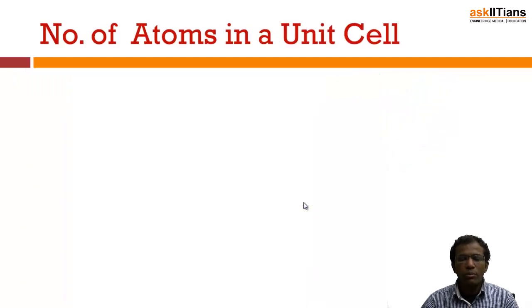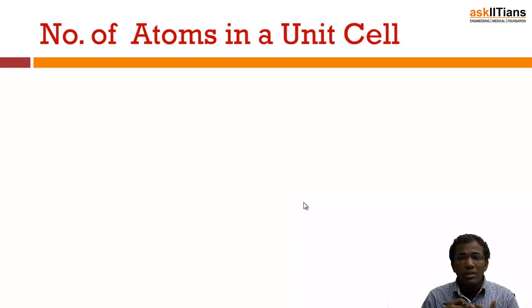This is a very, very important concept: the number of atoms in a unit cell. I want to calculate the number of atoms in any particular unit cell. How can I calculate? That's the question I have in my mind right now. So how can I approach? If I consider any crystal lattice, it contains a huge number of unit cells.